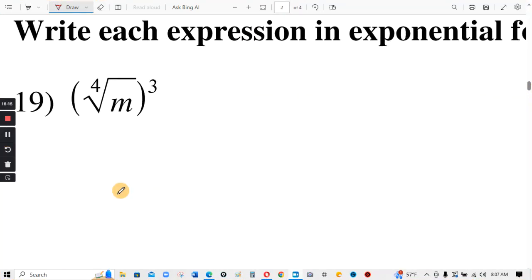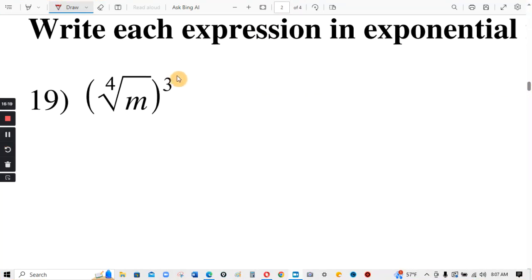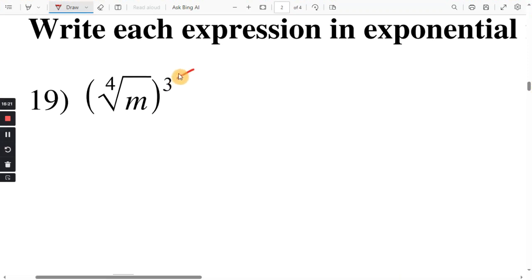All right, number 19. So we said the exponent is going to be in the numerator. And we said the root is going to be in the denominator. Okay, so the base number underneath the radical symbol, that's just m. So we keep the m. And for the fractional exponent, the numerator is 3. And the denominator is 4. Easy.